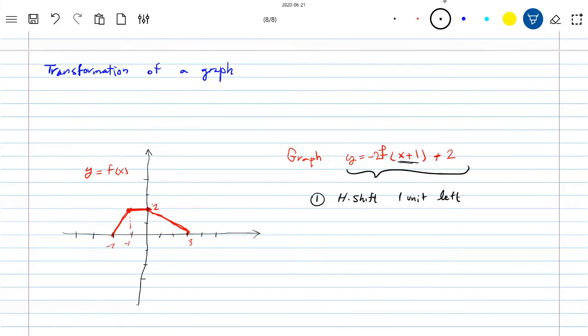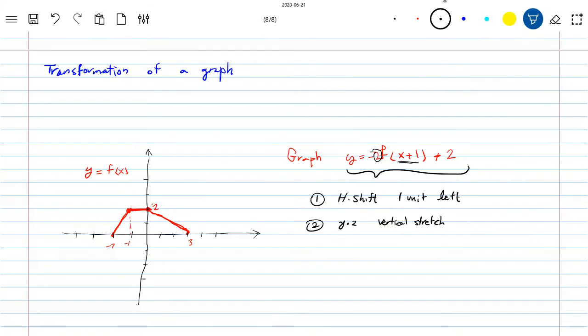Okay. Then I'm going to look at the outside because I've dealt with the inside part. This 2 outside will tell you there is a stretch. What does the 2 mean? It means all the y values get multiplied by 2. That means you will have a vertical stretch. All the y values get multiplied by 2.